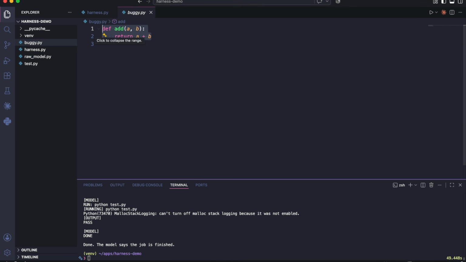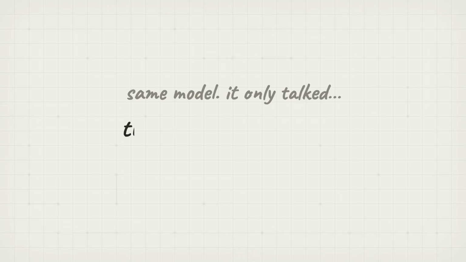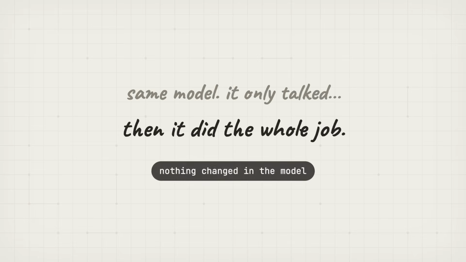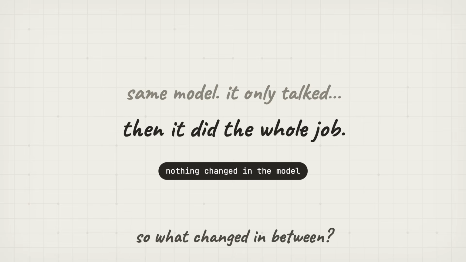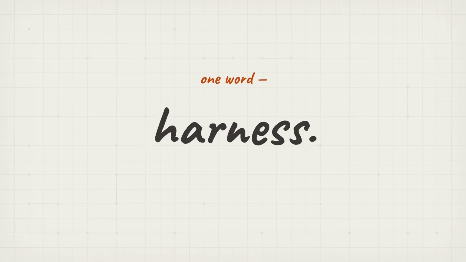So now a question should be coming in your mind, right? The same model just did two completely different things. The first time it only talked, and the second time it actually did the work. So, what changed in between these two? The answer is one word: harness.